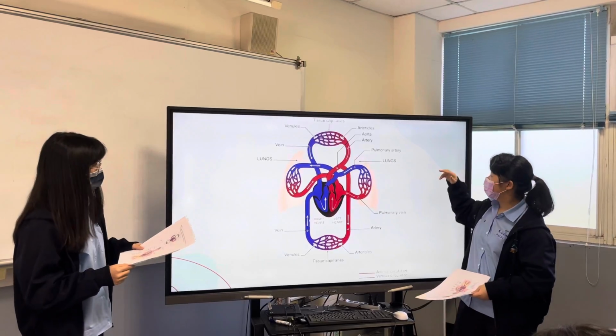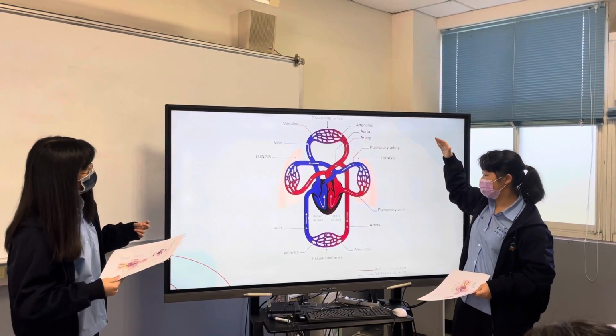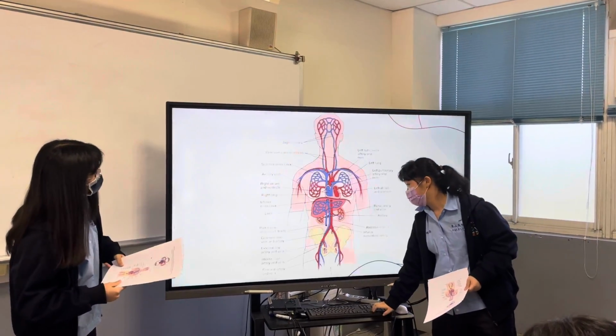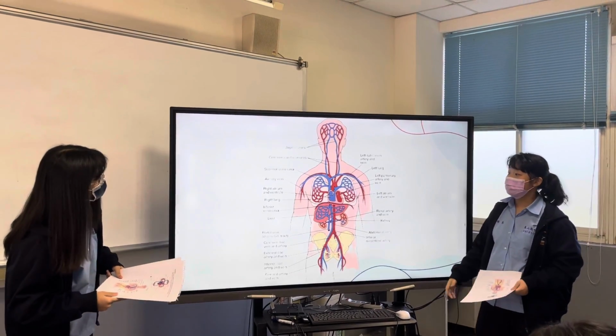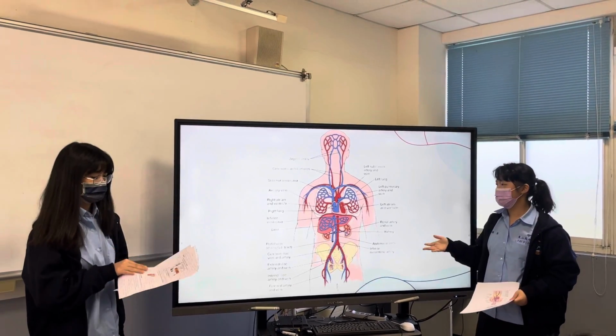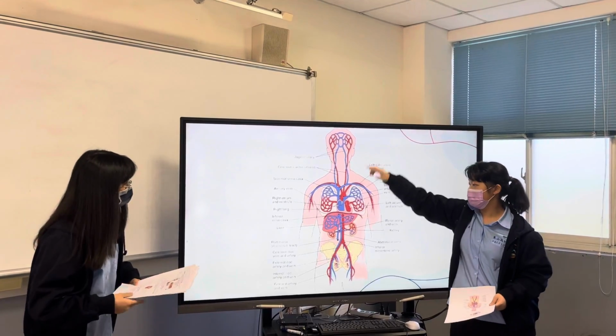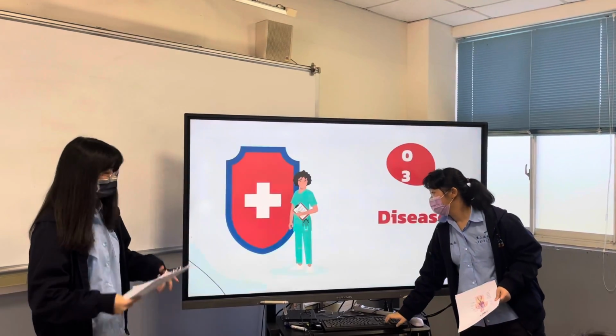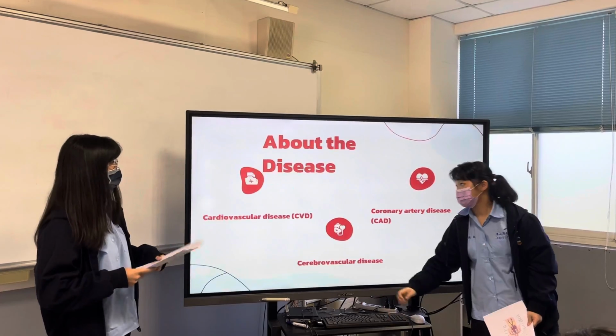Then it's divided into the upper part and the lower part. This is the total, here are the upper part and lower part. Disease.